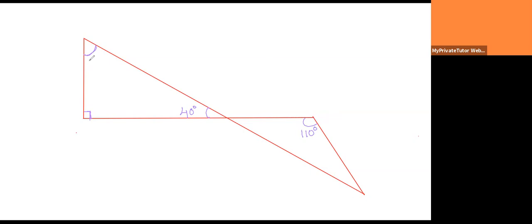If you want me to name it, let's name this as angle 1, angle 2, angle 3. So please find angle 1, angle 2, and angle 3. Amira, can you please suggest how you approach this question first?